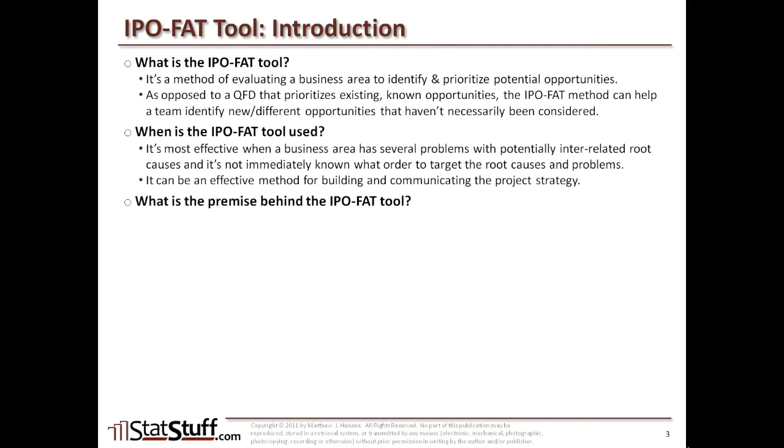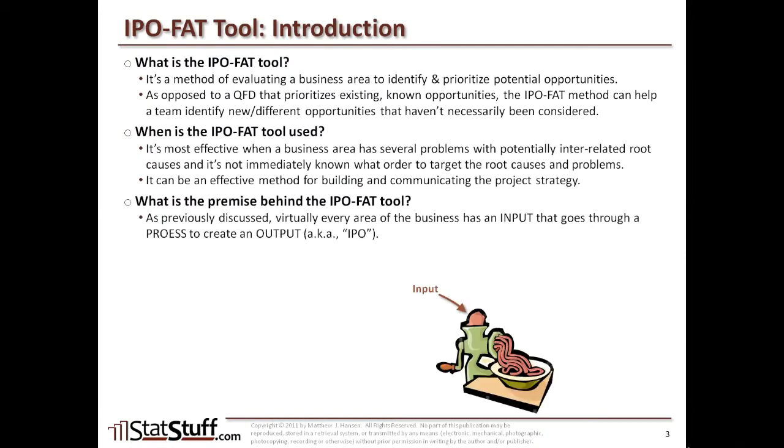So the premise behind the actual IPO FAT tool is built on, first of all, the input, process, and output for everything that usually is associated within the business. That is, everything can go back to the IPO, an input that goes through a process and creates some sort of output, similar to the meat grinder example that we'd used in the past.